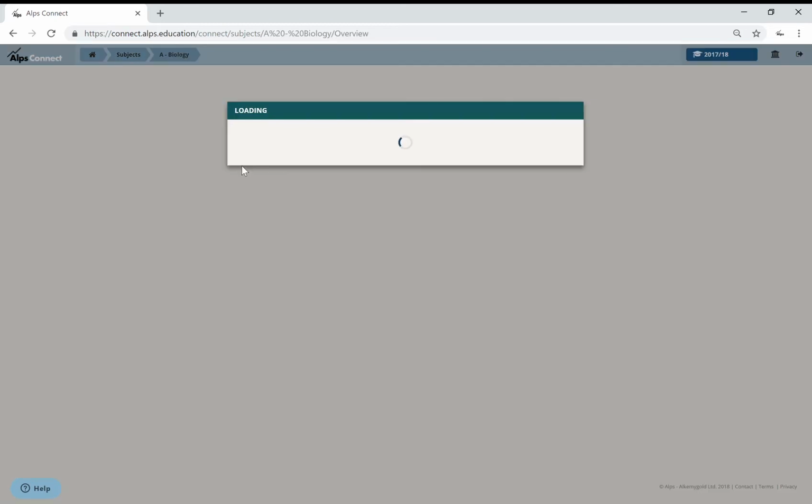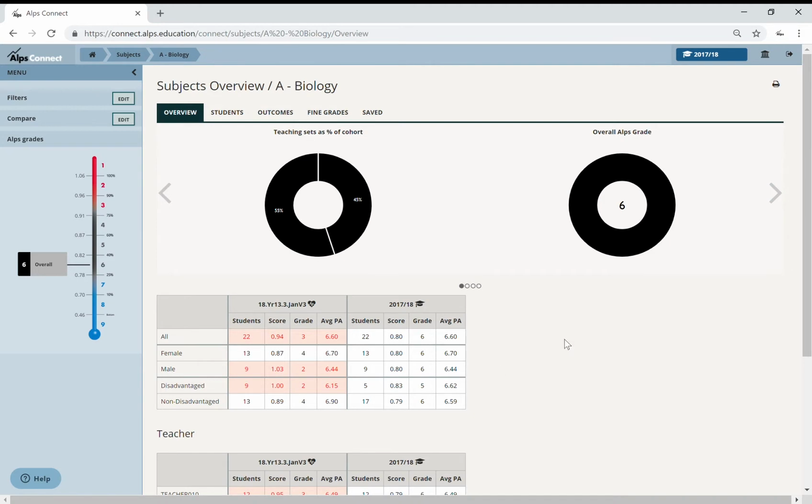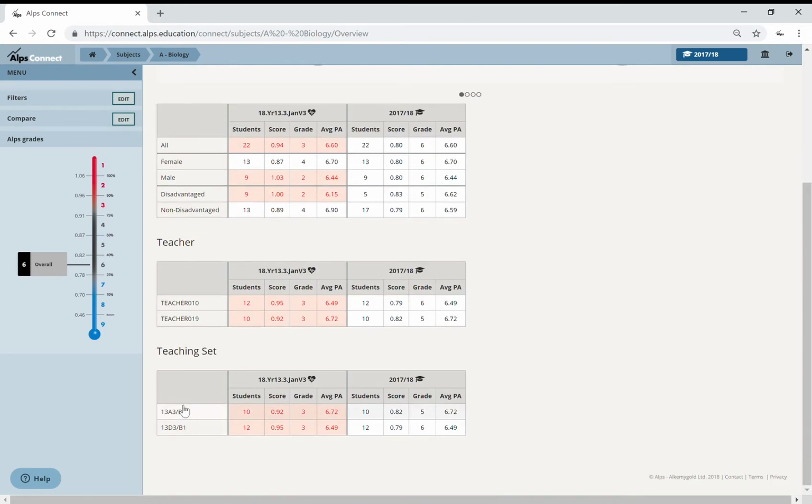If I pop into biology, I can actually see that detail for my teaching sets here. So I can do the same exercise for teaching sets, and I'm looking at that, and 13B1 was half a grade out, and D3 was more than that. So possibly the teacher of that set could use a little bit of input in terms of how they're forming their predictions and what they're basing those on.